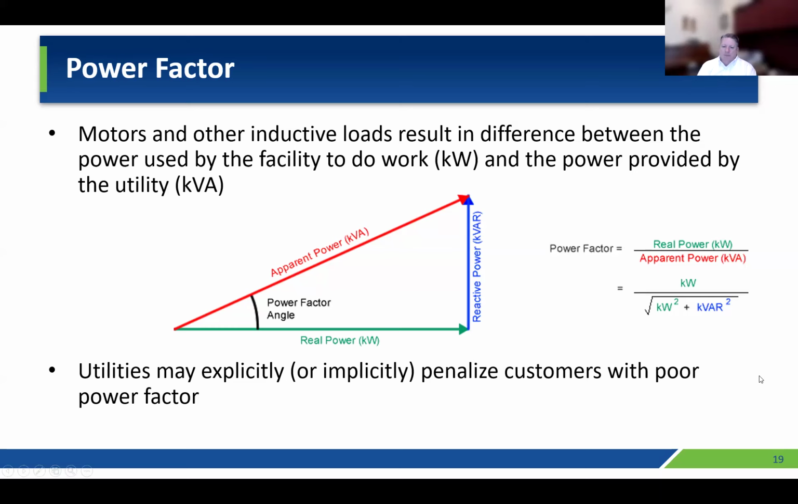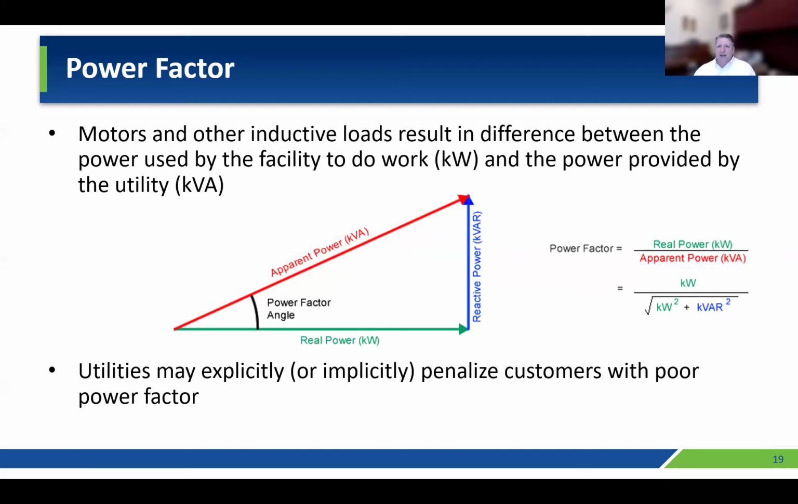So in other words, the utility is providing the power as noted here in red, the apparent power in kilovolt amps. The real power is the energy you're getting from your motor to do mechanical work. The blue is the reactive power used to energize the magnetic coils. Now, because the utilities have to provide more than what you're actually using to do your work, they are going to penalize you in the form of a power factor penalty.